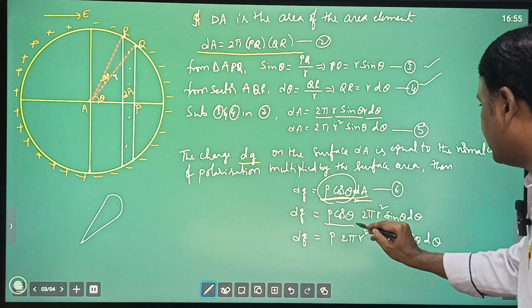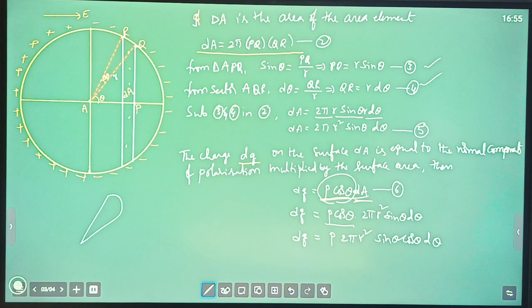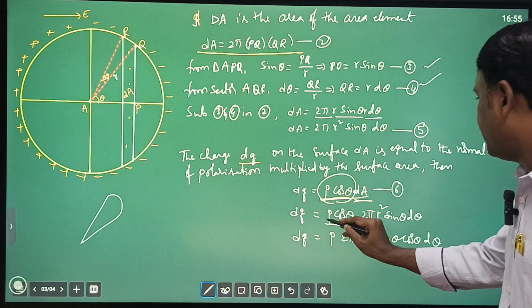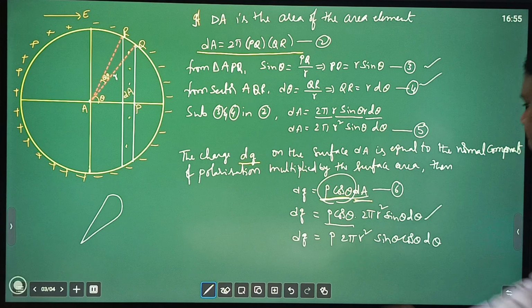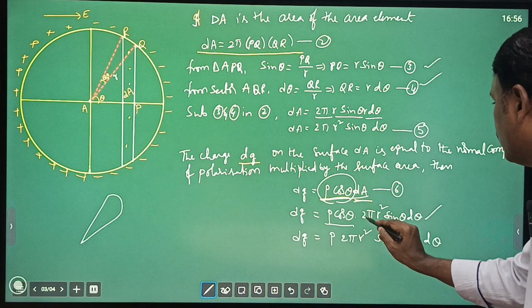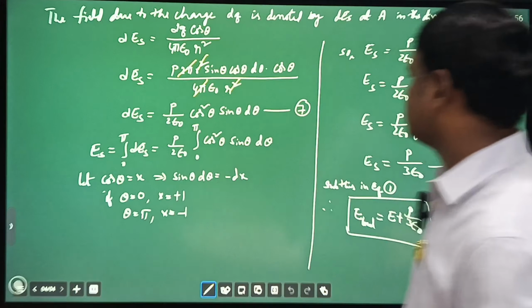We know the value of dA from equation number 5. Substitute equation number 5 in equation number 6, we get p cos theta into 2 pi r square sin theta d theta. So dq is equal to p into 2 pi r square sin theta cos theta d theta.